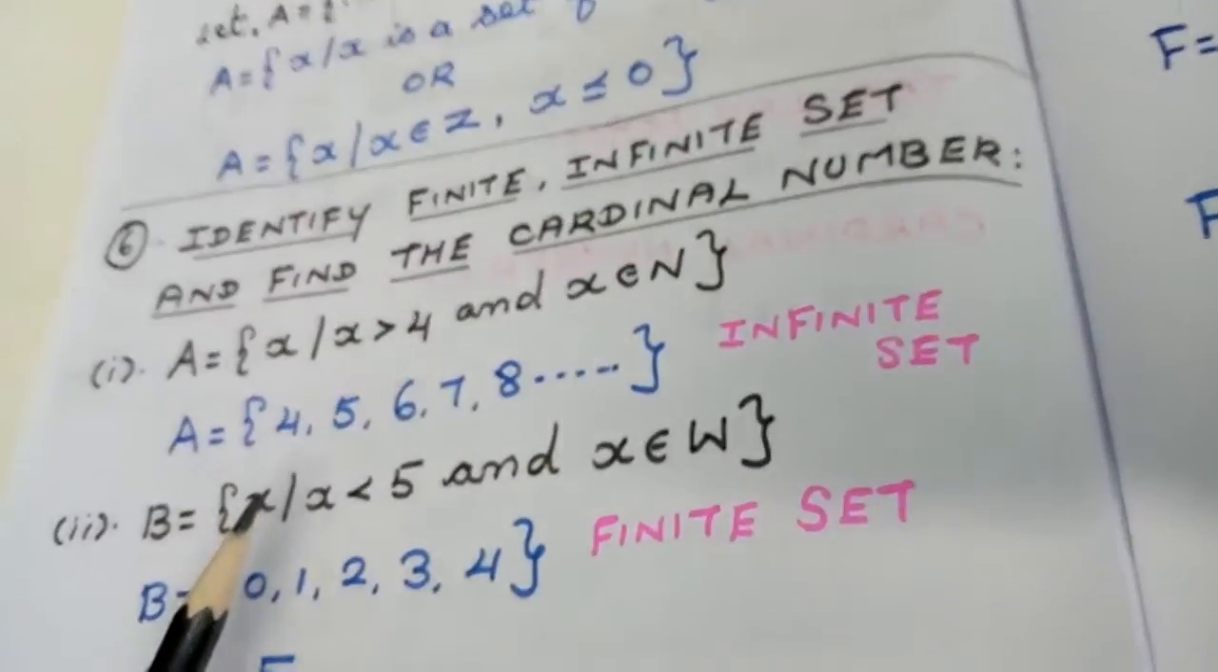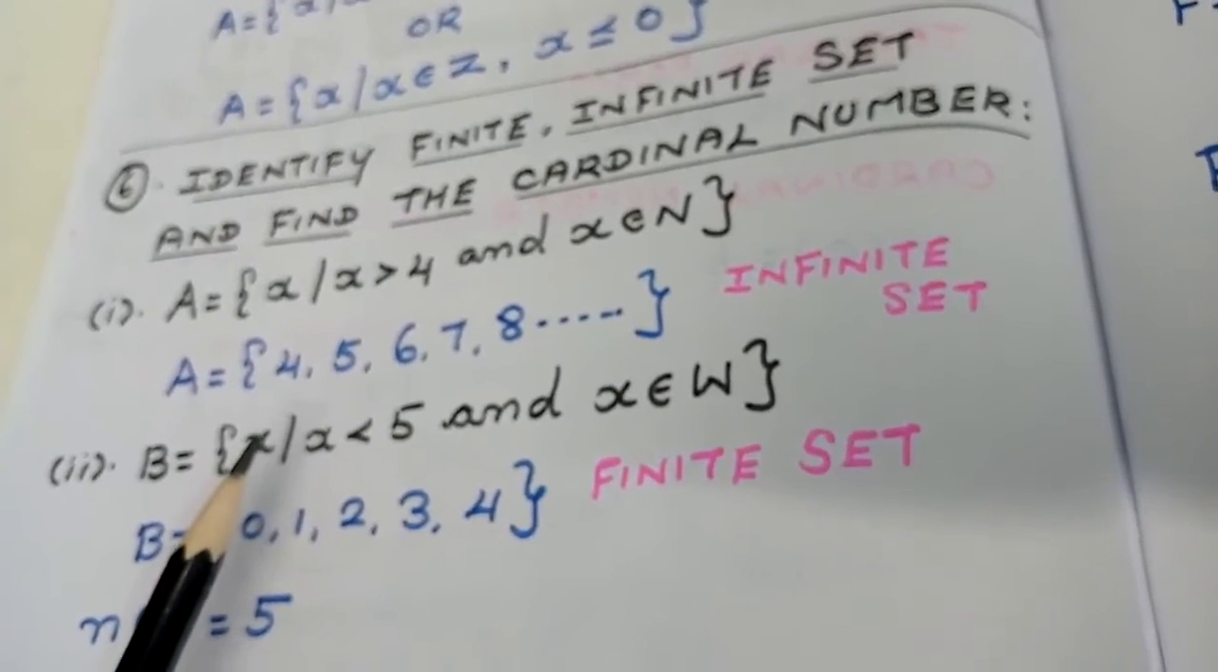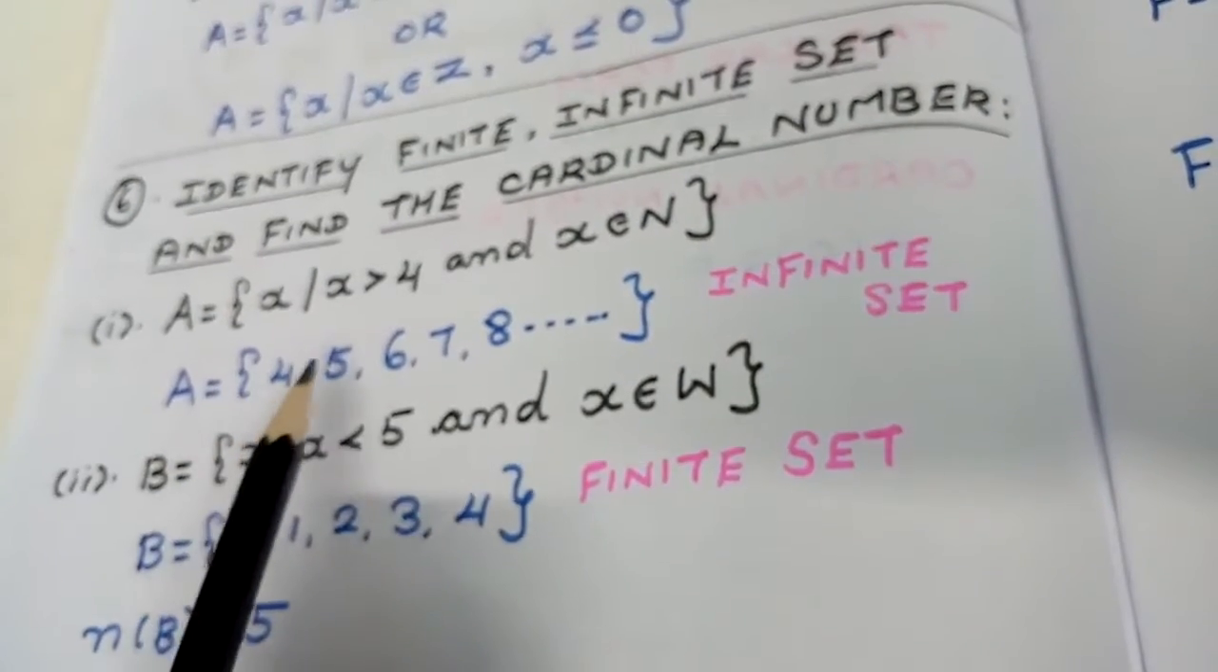First, we are going to check whether the given set is finite or infinite, then we are going to find the cardinal number. If it is finite only, we can find the cardinal number, students.